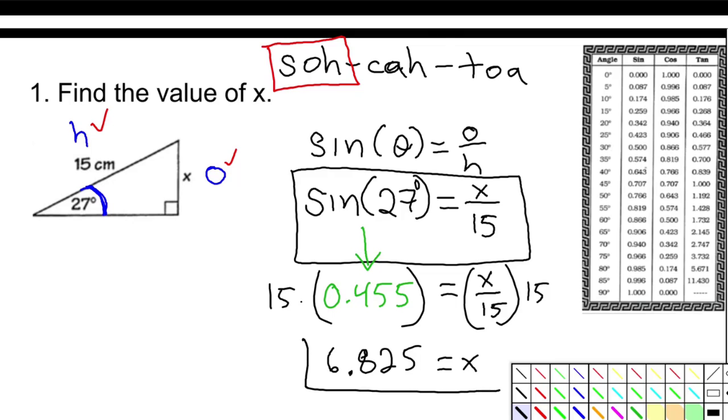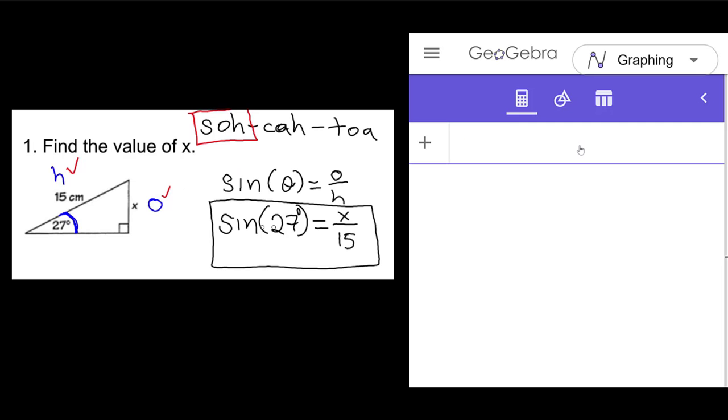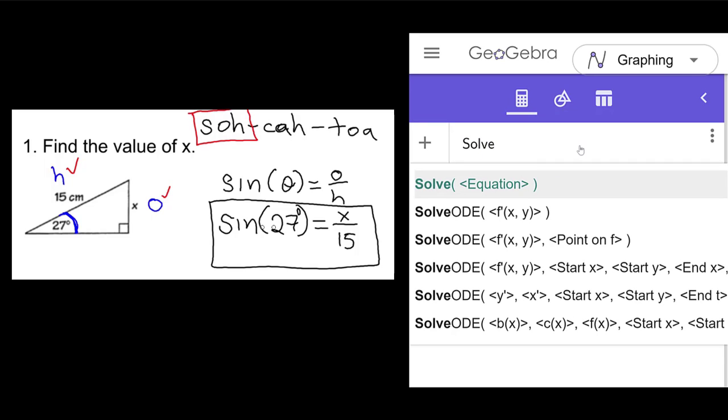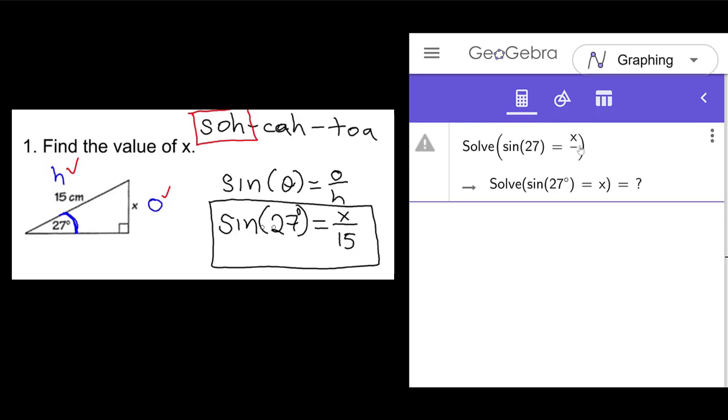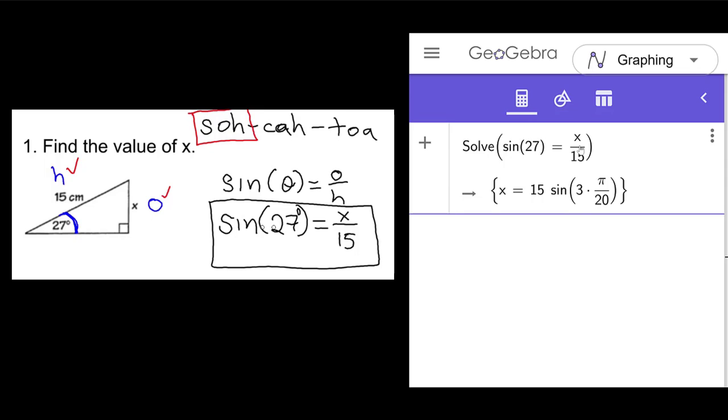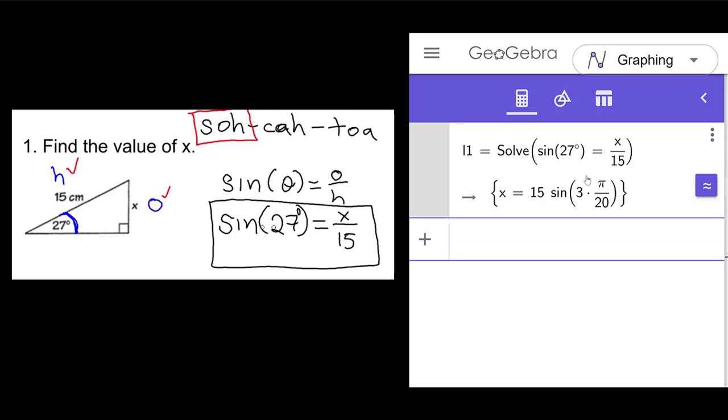Okay. Now, we're going to use our friend GeoGebra to help us solve the equation that we just wrote. So we're going to type the word solve and parentheses, and inside the parentheses, write your equation. So sine of 27 degrees is equal to x over 15. X divided by 15. And press enter. And there's my answer. That's a beautiful answer.